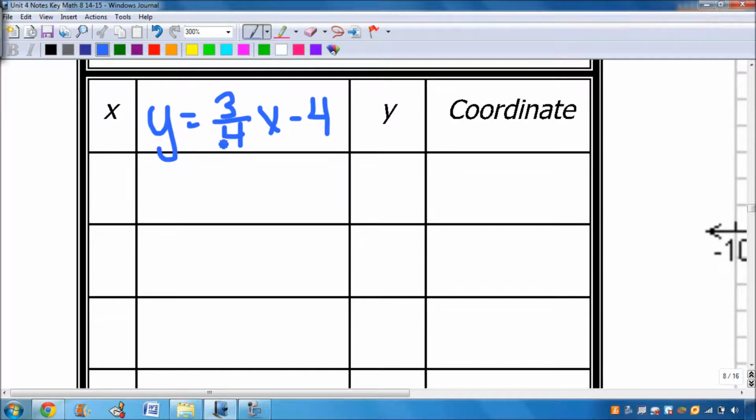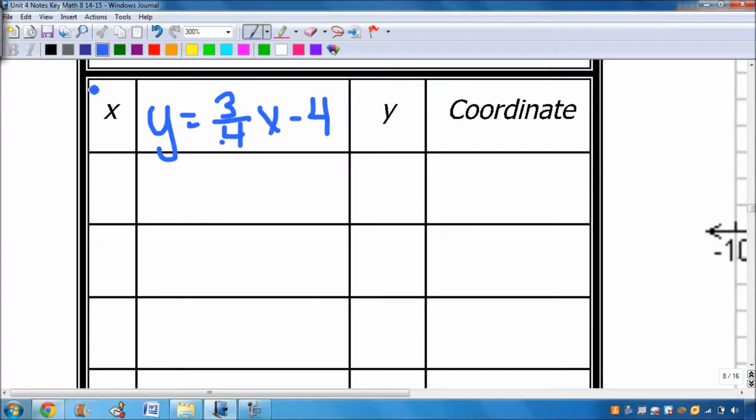See this fraction of 3/4? That means that you're going to eventually have to divide by 4. So I strongly suggest that you choose numbers that you know for sure are divisible by 4. For example, 8. 8 is divisible by 4, so I know that would work for me. 20 is divisible by 4, so I know that would work for me. So what I'm going to do is choose numbers that are divisible by 4, and I'm going to make sure that I have some positives and some negatives as I do this.